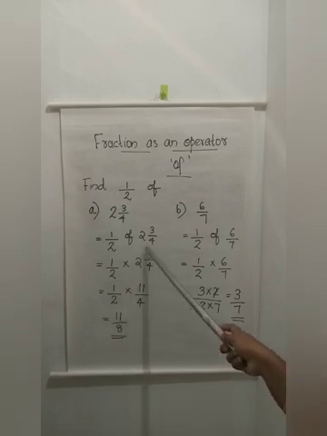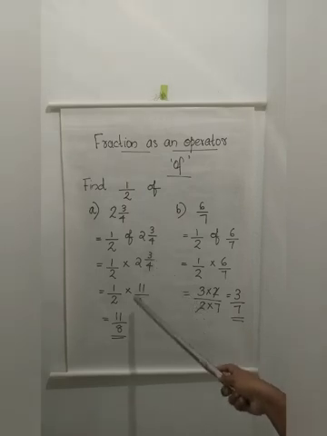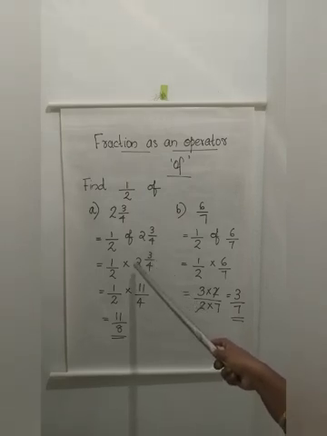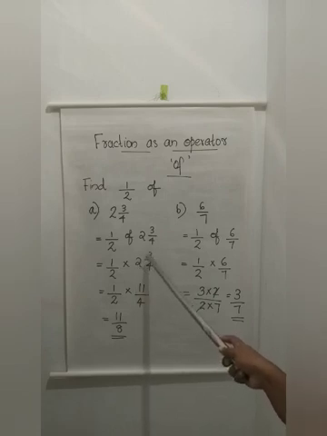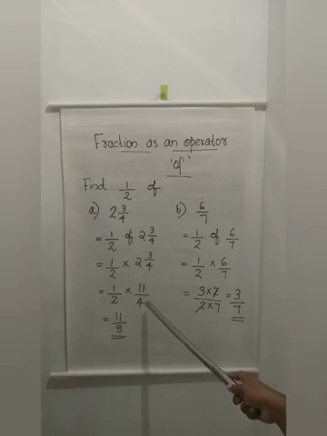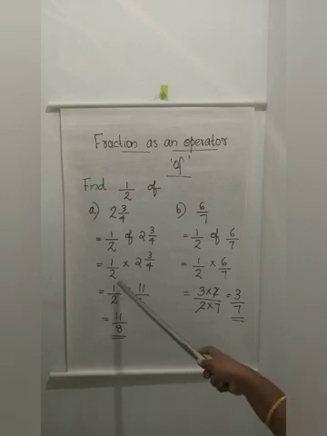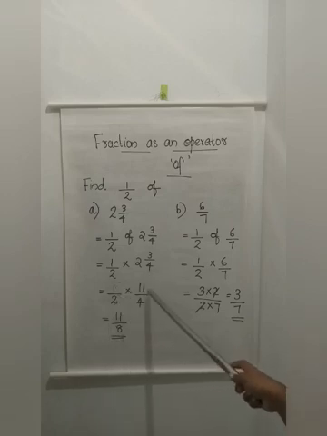We are converting this mixed fraction 2 3 by 4. So converting, we are getting, what is 2 into 4? 2 into 4, 8. Adding with the numerator, 8 plus 3, 11. So this we converted to 11 by 4. So multiplying 1 by 2 into 11 by 4.